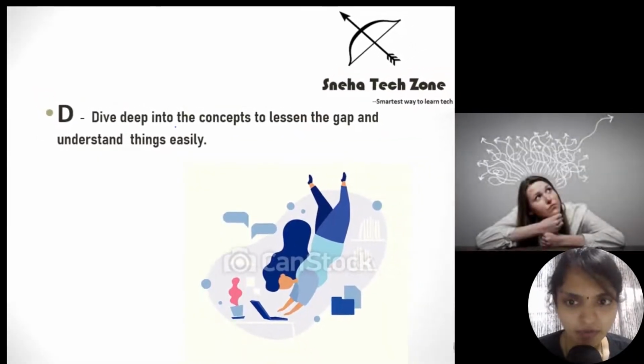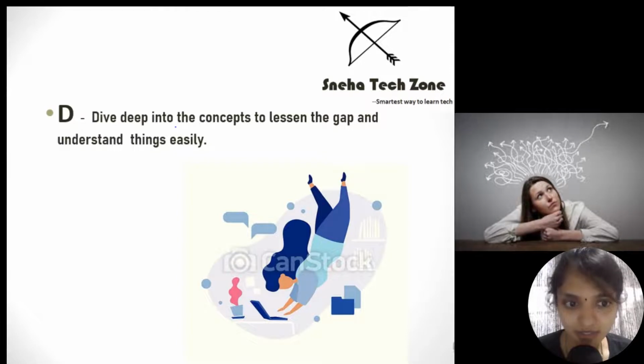D stands for dive deep into the concepts to lessen the gap and understand the things. In the third step, we tried to capture the differences between the theoretical concepts we learned and the practical implementation, where we have that gap. We tried to identify it in our third step.